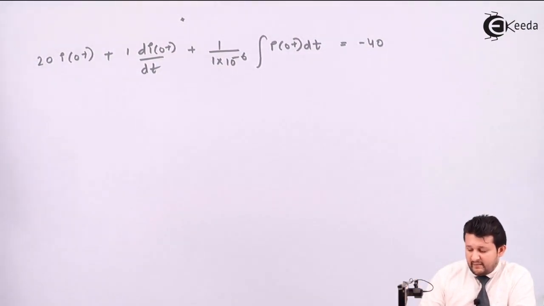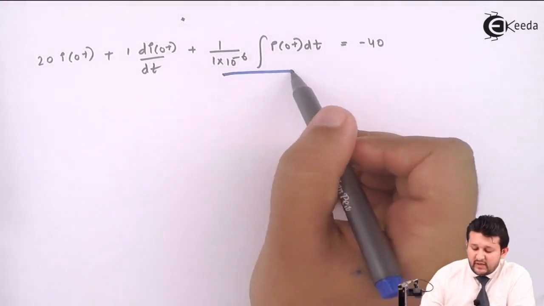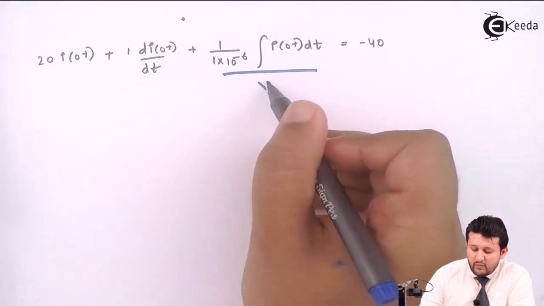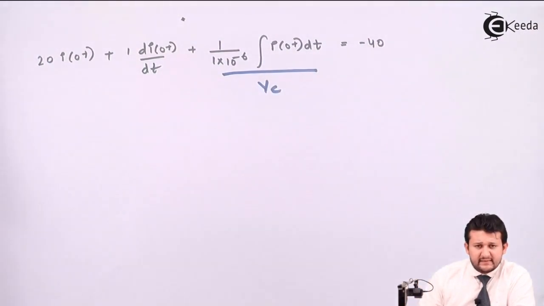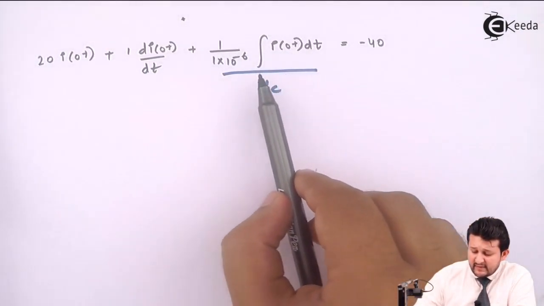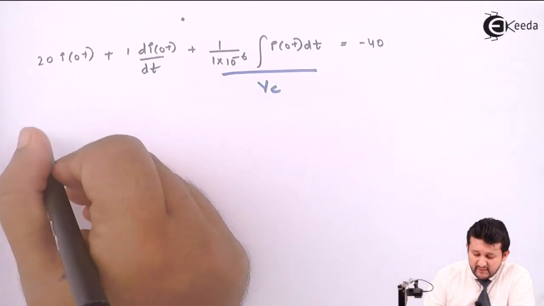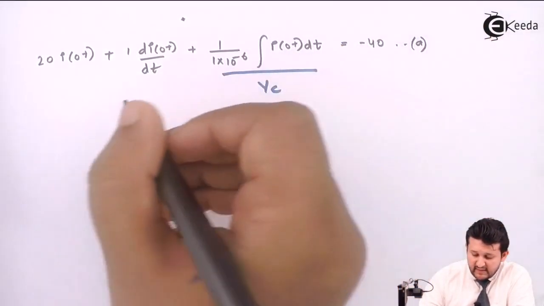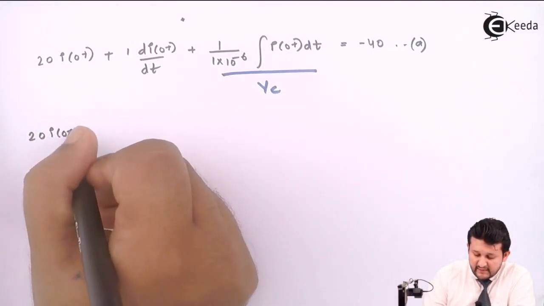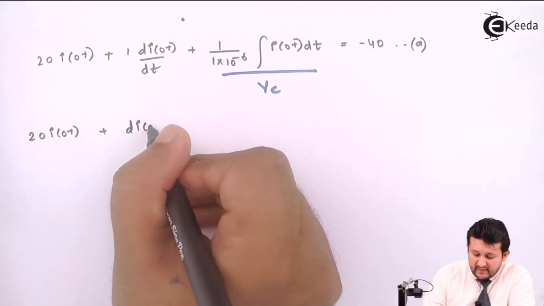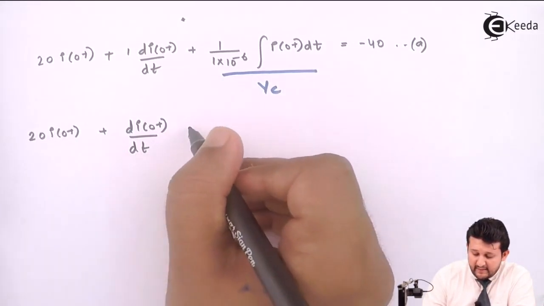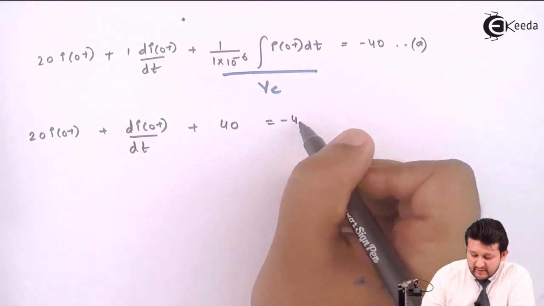I need to find di by dt, my dear friend. But I have an integration as well, so I cannot differentiate it to remove the integration. This is nothing but the voltage of the capacitor. I already know the voltage of the capacitor at t equal to 0 plus. That is nothing but 40. So you'll be replacing this term by the value of 40, which is the capacitor value. So the equation which you'll get, term this equation as A: 20 i of 0 plus, plus L di of 0 plus upon dt, plus 40 equal to minus 40.